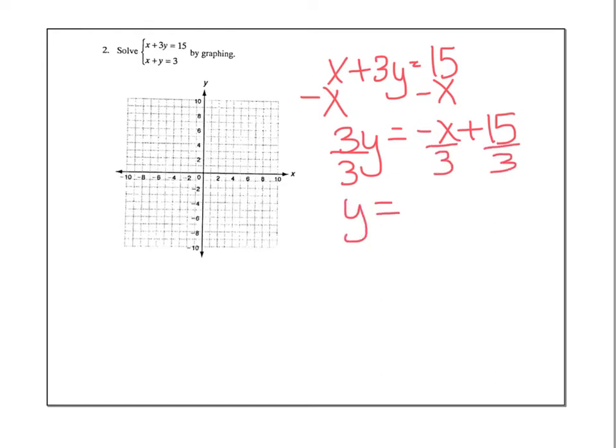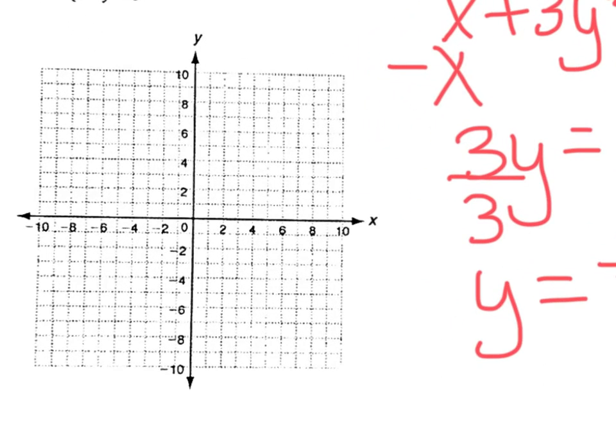So y equals, now remember, when there's not a number with the x, we can put in that invisible 1. So it's like saying negative 1 divided by 3, which is negative 1/3 x, and then plus 5, 15 divided by 3. So this means we start at 5 on the graph. And my slope is negative 1/3, so down 1 to the right 3. Because remember, if you go in two negatives, that actually makes a positive.